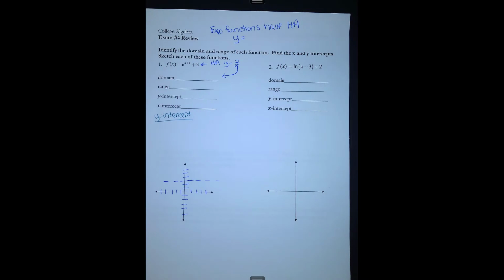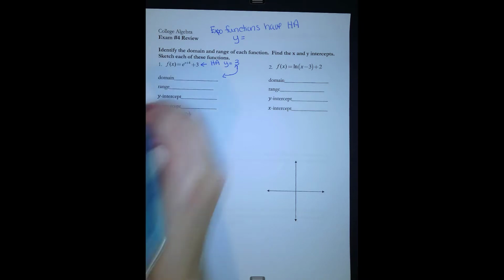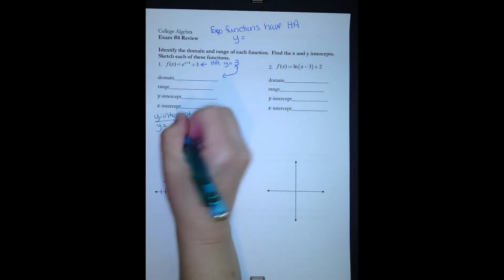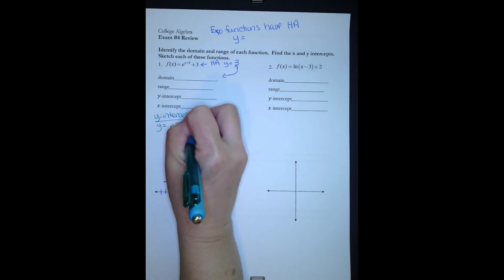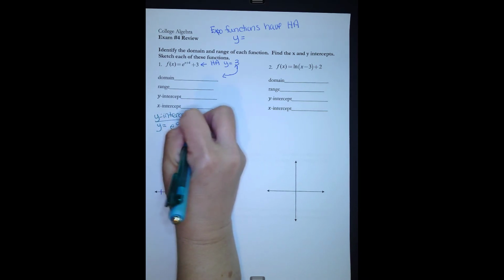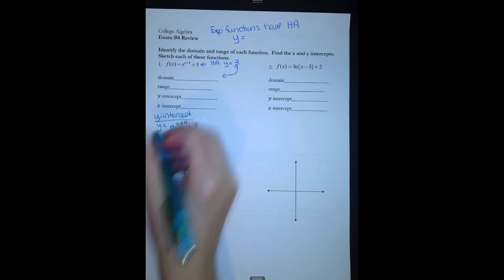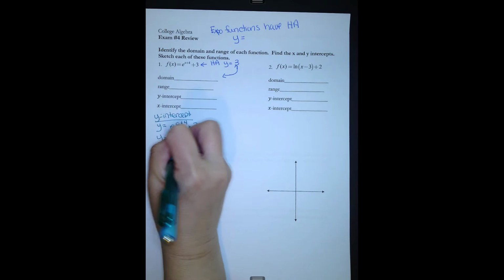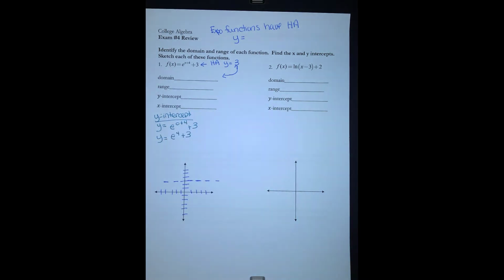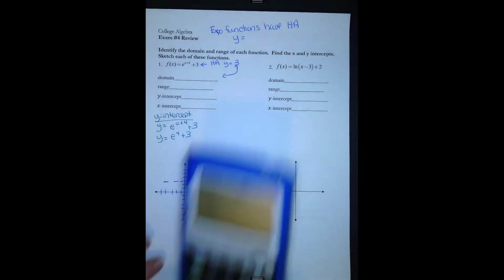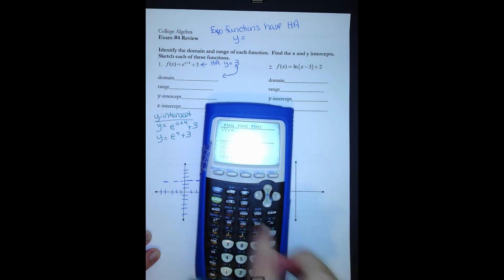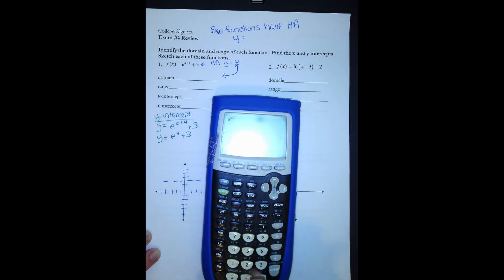And if we recall with our y-intercept, the x value is 0. So this becomes y equals e to the 0 plus 4, plus 3. So this becomes y equals e to the 4th plus 3. And that is just purely a calculator problem. So we're going to go ahead and take that out and go back to our home screen. And we're going to have e to the 4th plus 3.